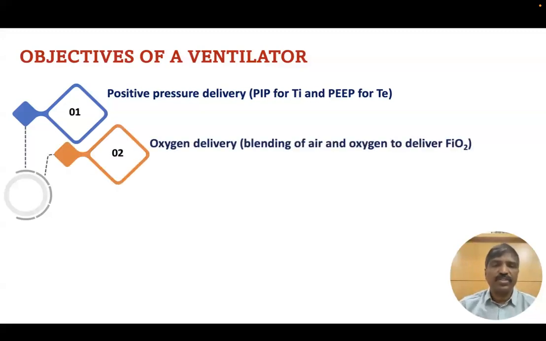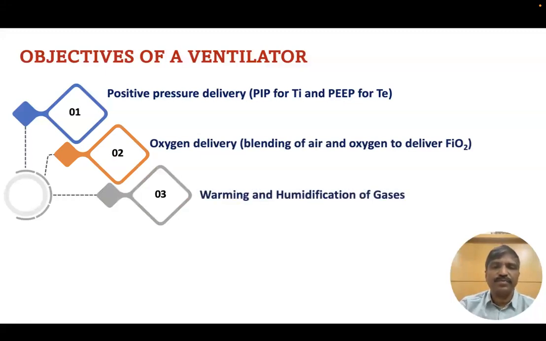So apart from the pressures, the ventilator also delivers oxygen, and the concentration of oxygen delivered is measured in FiO2. So for delivering oxygen in a concentrated gradient, you need a compressed air source, a compressed oxygen source, and a blender to mix these two, air and oxygen, to get the delivered FiO2.